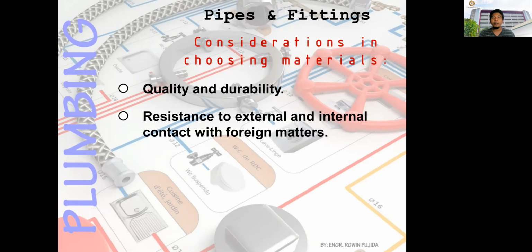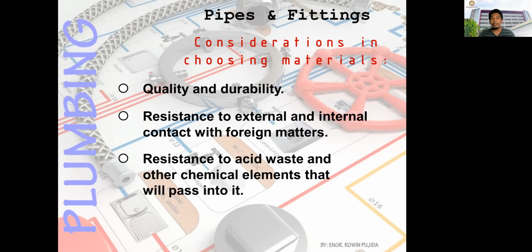Okay. And then the resistance to external and internal contact with foreign matter. Since PPR can resist heat and cold water. Okay. Then resistance to acid waste and other chemical elements that will pass into it. Okay, so it depends on the usage of your pipes, the cost, and the material labors. So the PPR is easy to install since you just have to heat both ends of the pipes, and then after heating you just connect it. Okay.